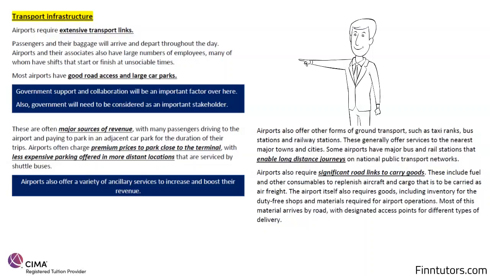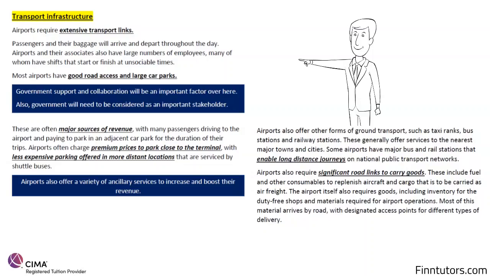Airports also offer other forms of ground transport such as taxi ranks, bus stations, and railway stations. These generally offer services to the nearest major towns or cities. Some airports have major bus and rail stations that enable long distance journeys on national public transport networks.